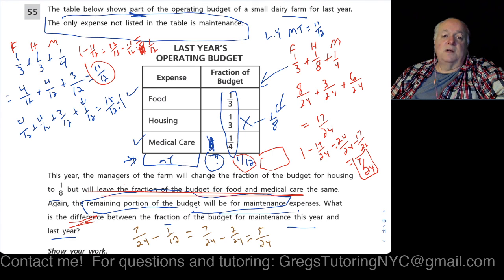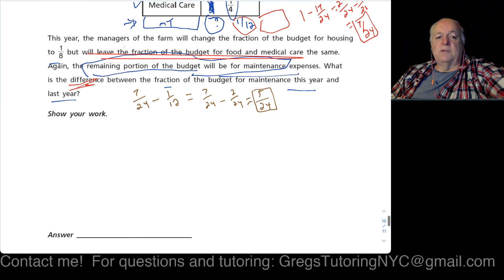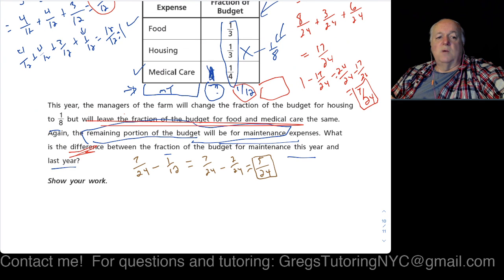And 5/24ths of what? We don't know the units. They don't tell us it's in dollars. It could be in euros, right? So let's go to the bottom here. It just says answer. It doesn't tell us. The reason is that it asks for the difference between the fractions, where our unit is just fractions. That's all we're looking for.